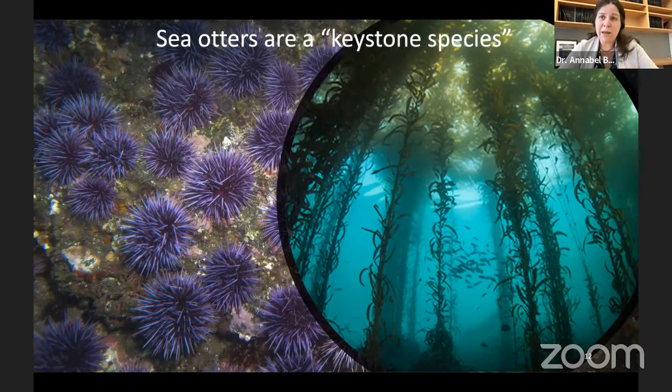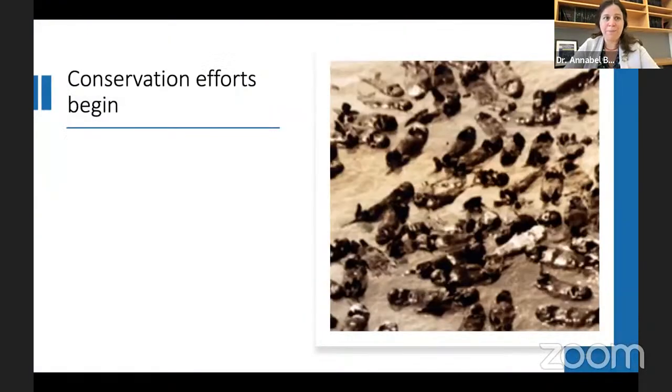And that destroys a really incredible and important ecosystem that provides a habitat for fish and other marine mammals, nutrient exchange, carbon sequestration. All that goes away if you take sea otters out of the ecosystem. So it's really pivotally important to have sea otters to preserve these kelp forests.